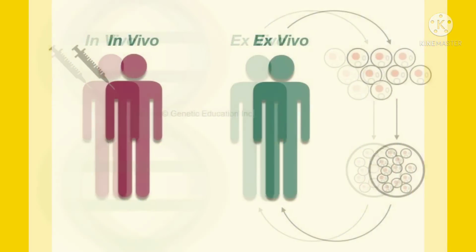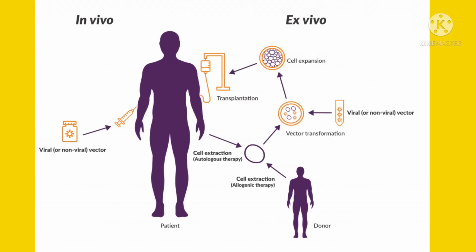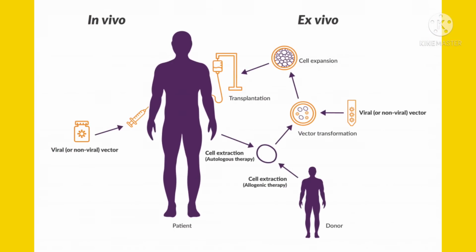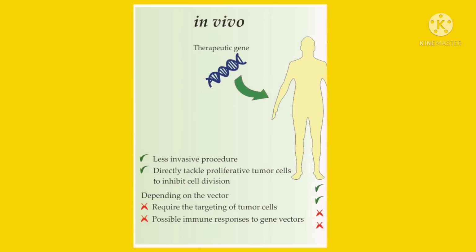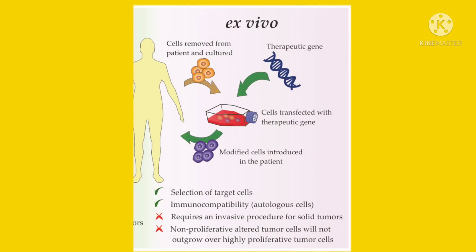There are two kinds of gene therapy. Gene therapy could be in vivo or ex vivo. In in vivo gene therapy, genes are inserted directly into the patient's cells while the cells are still in the patient's body. In ex vivo gene therapy, cells are removed from the patient's body, then genes are inserted into the cells in a lab, and then the cells are transferred back into the patient's body.